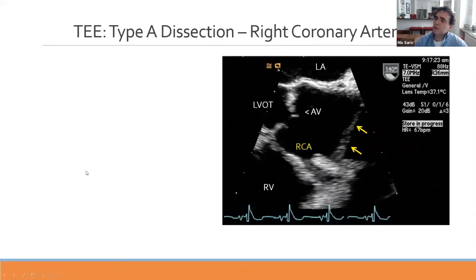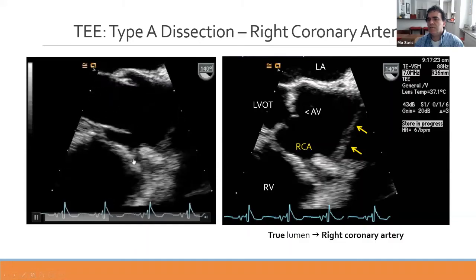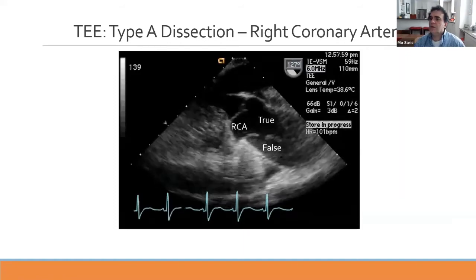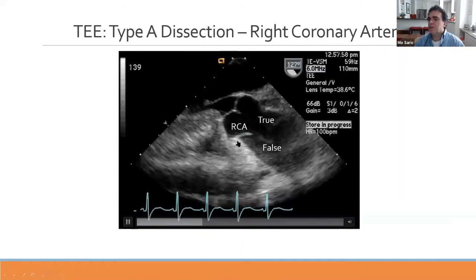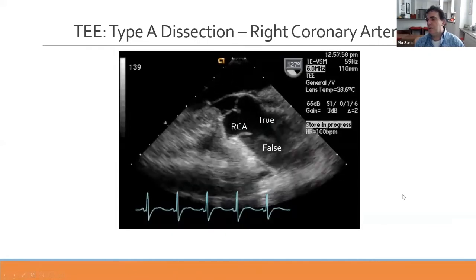We can also look at the right coronary artery. Type A dissections tend to start just distal to the origin of the right coronary artery. So therefore, the right coronary artery tends to originate from the true cusp. The yellow arrows point to the dissection flap. Again, this is a moving image. See, the right coronary ostium is proximal to the dissection flap. Again, another case, see the right coronary artery, the ostium is proximal to the dissection flap. True lumen is on the top of the image, false on the bottom.